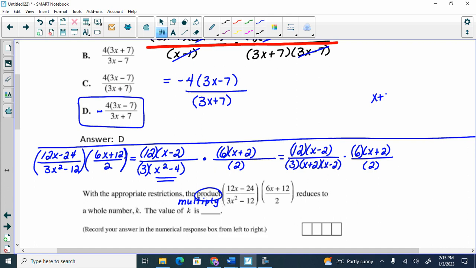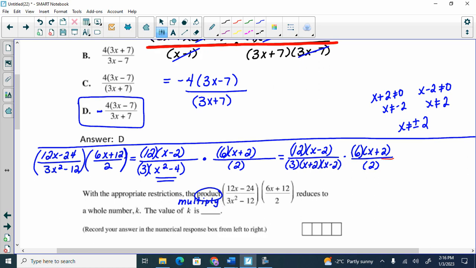Now my NPVs are going to be based off the x plus 2 and the x minus 2. So I have x plus 2 can't equal 0, x can't equal negative 2, x minus 2 can't equal 0, x can't equal 2. Now I know it didn't tell me to do this, but I show my NPVs all the same ways. And the 2 and the 3 are not problems. All right.